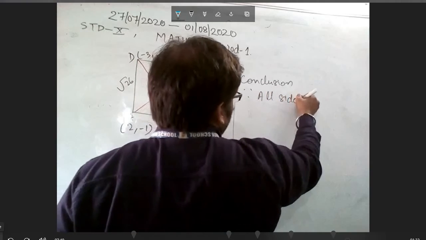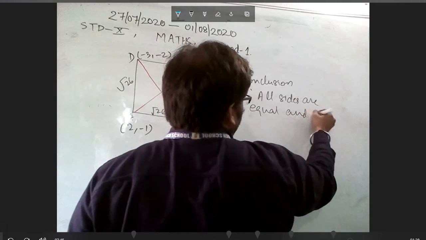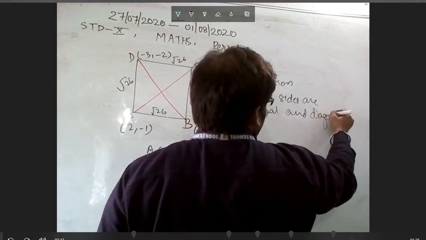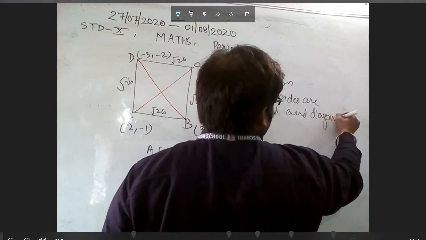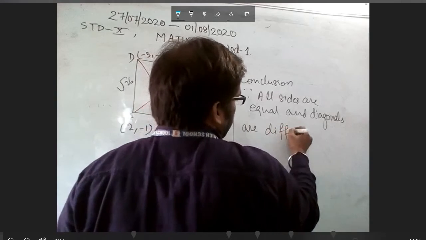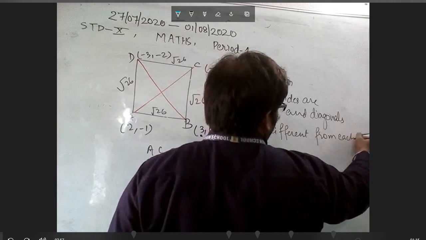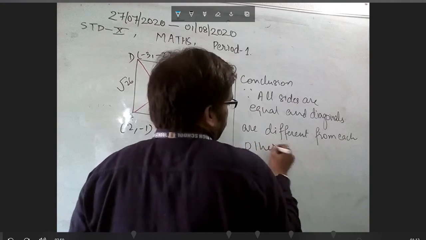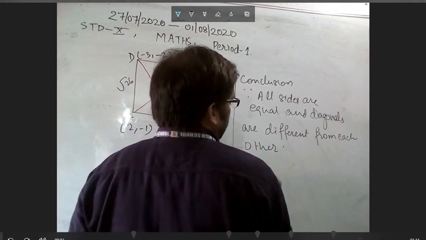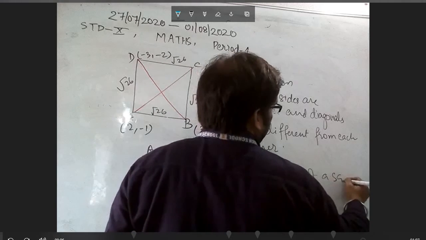Conclusion: all four sides are equal. This is conclusion number 1. And the diagonals are not equal. Diagonals are different here. So it is a rhombus. First part proved. And this is the only way you have to prove that. So it is a rhombus, and the area can be easily found.